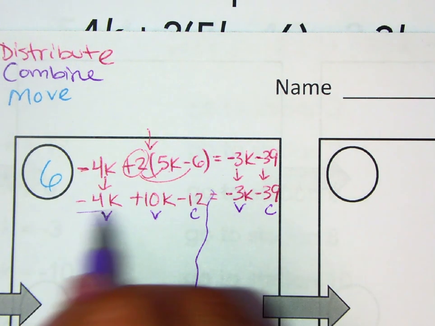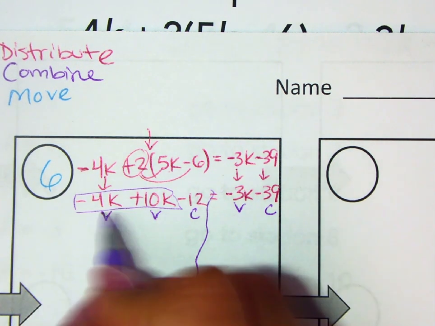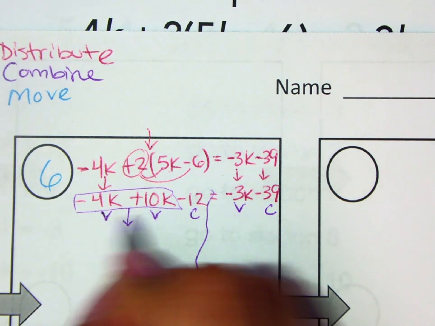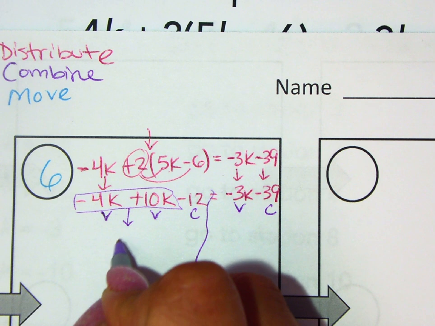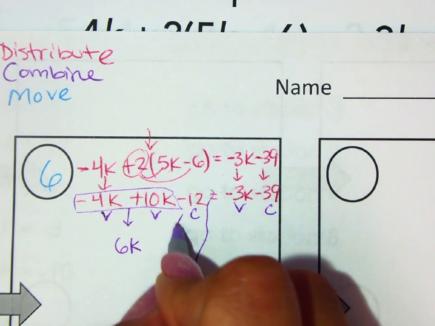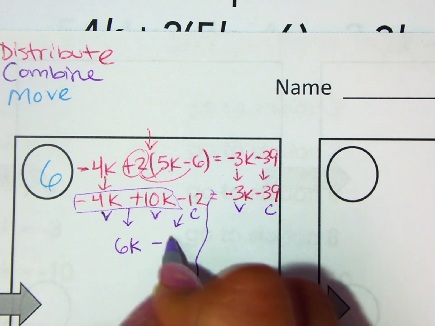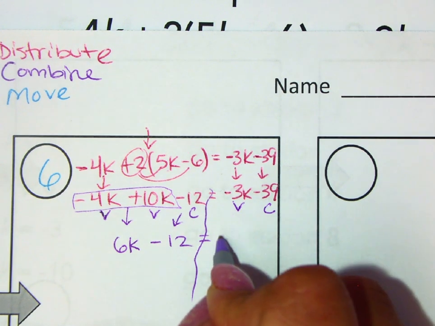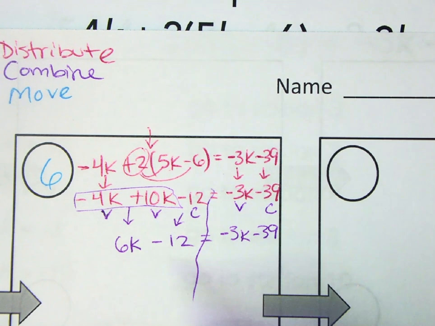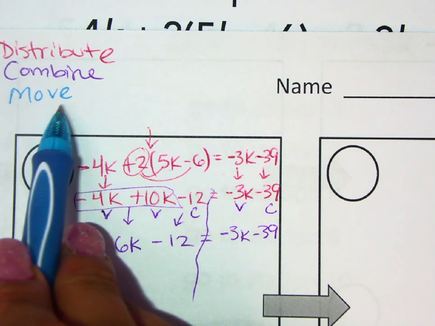So focusing on the left, we're going to combine -4k + 10k. -4 plus 10 gives you +6, so we're going to write 6k. And then the constant of -12, we didn't do anything to that. And then we have -3k - 39.